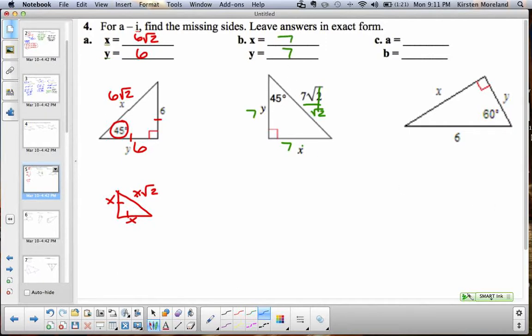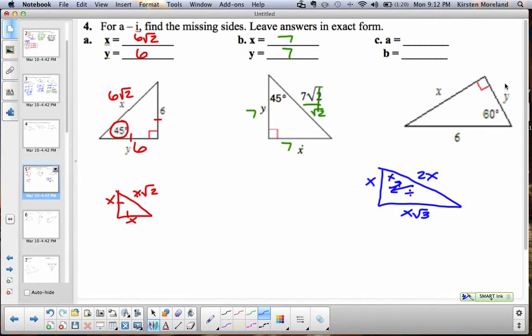And then my last one is a 30, 60, 90, and I want you to remember that shortcut. Short leg is what we call x. To get the hypotenuse, it's easy, you times by 2. And to get the long leg, you times by the square root of 3. So notice I know the hypotenuse. So normally I times to get the hypotenuse, so to undo it, I'm going to divide.